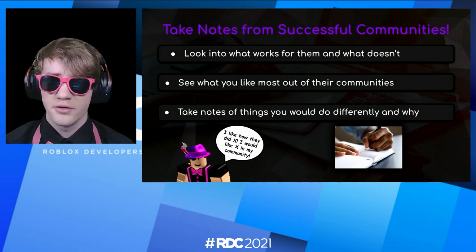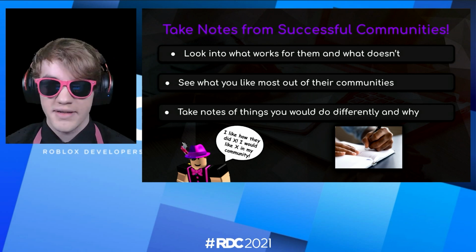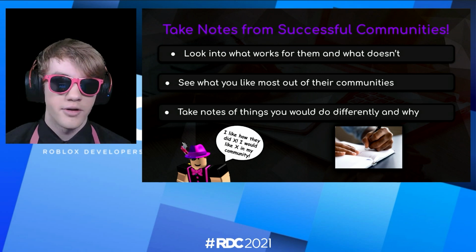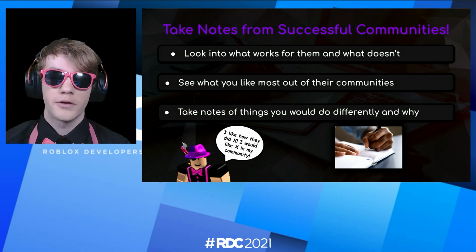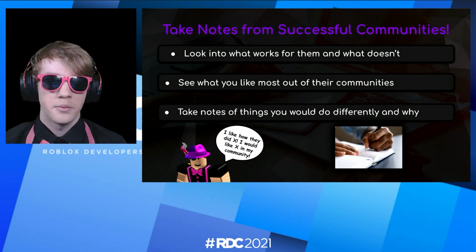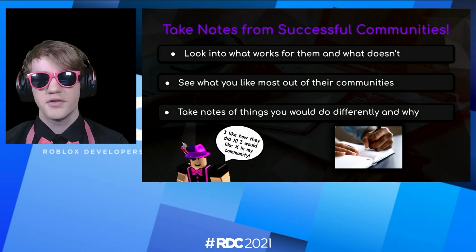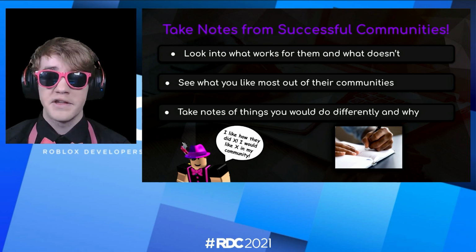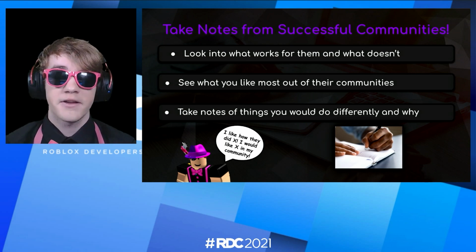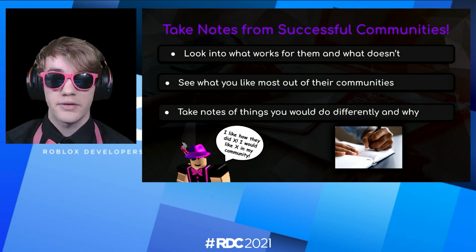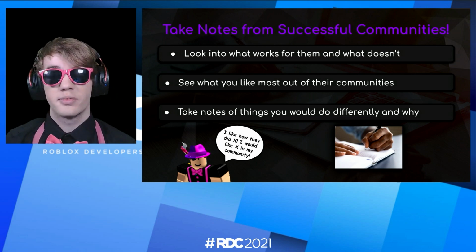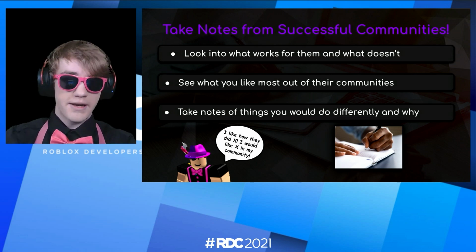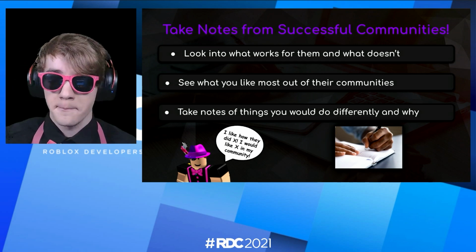So one thing that I like to do is I take notes from successful communities. I look into what works for them and what doesn't, and I see what I like most out of their communities. I also take notes of things I would do differently. So if there's something that you really like that this particular community does, then integrate that idea into how you would want to approach managing your own community. Obviously, there's the other side to that, where if there's something a successful community does wrong, and it's very apparent that that's the case through cancellation or whatever, then don't incorporate those ideas into your action plan. Stay away from those. Not very fun.